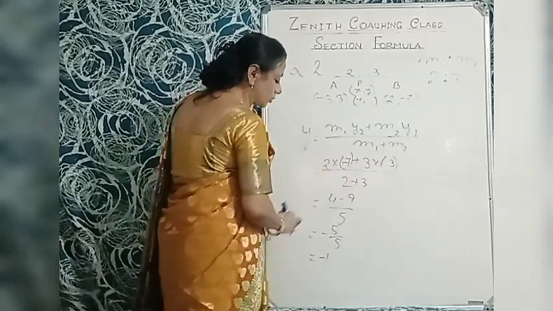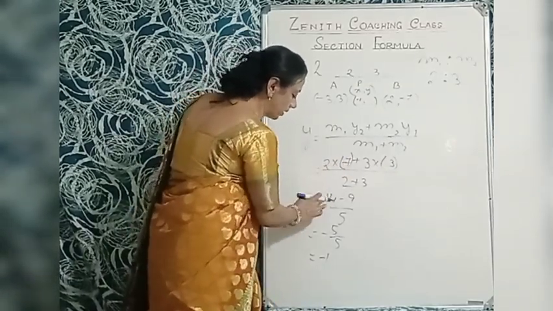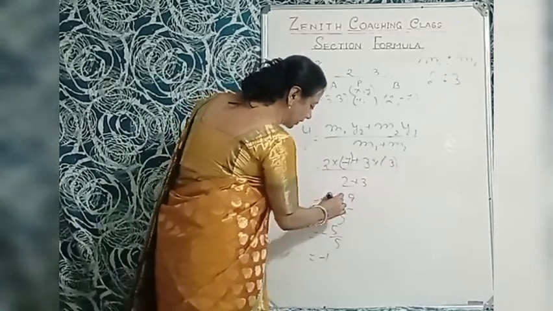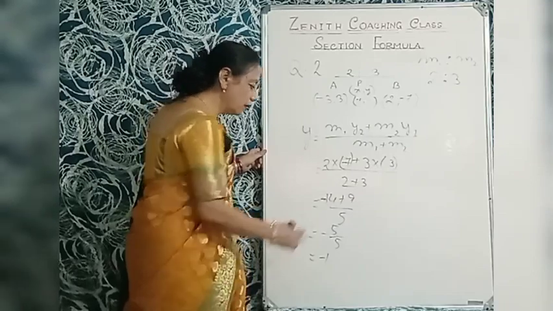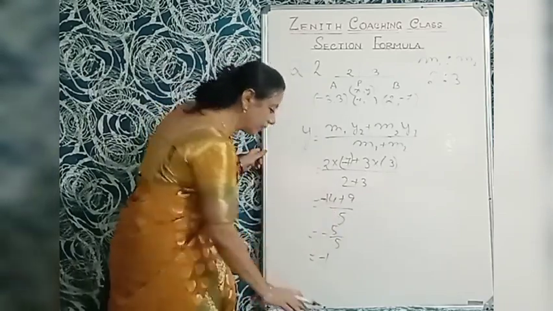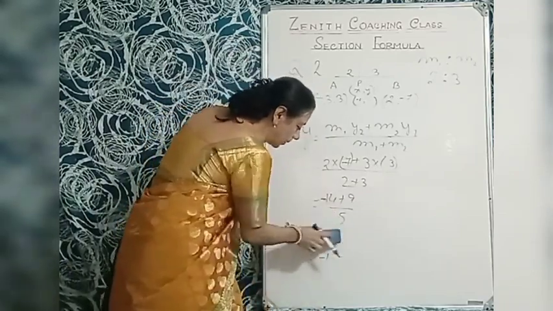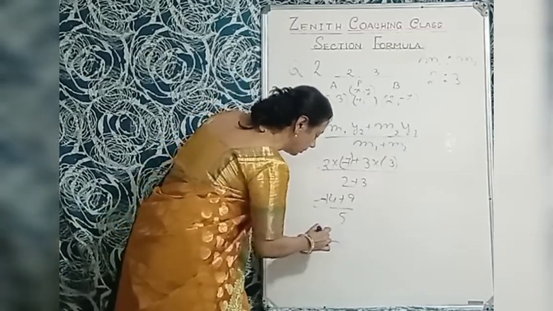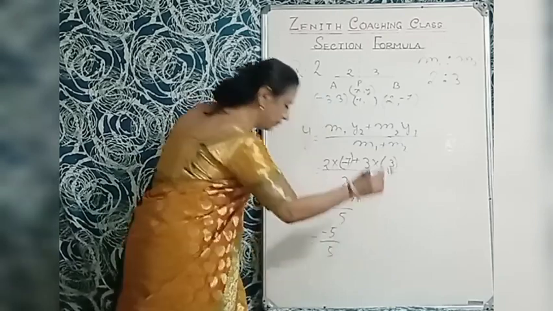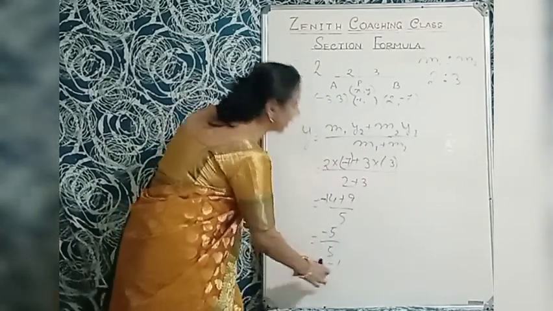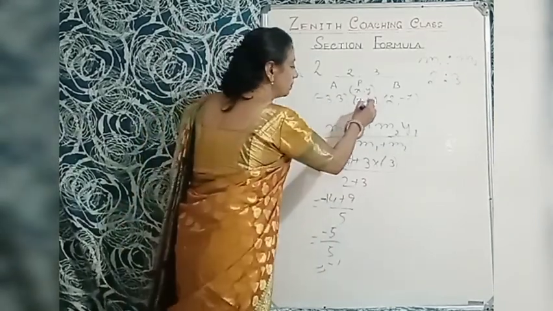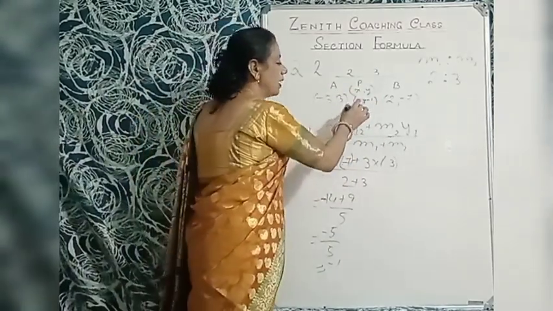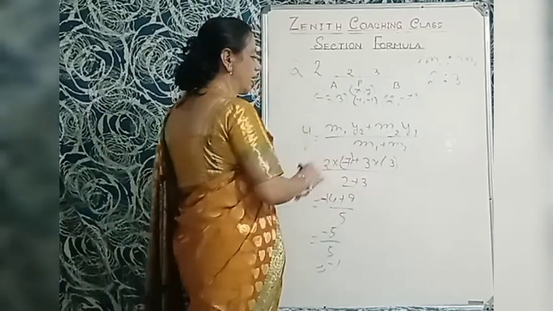2 into 7 is 14, here it is minus 14. So minus 14 plus 3 multiplied by 3, that is plus 9, by 2 plus 3, that is 5. So minus 14 plus 9 equals minus 5 by 5, so y is also minus 1. So the coordinate of P equals x, y equals minus 1 and minus 1.